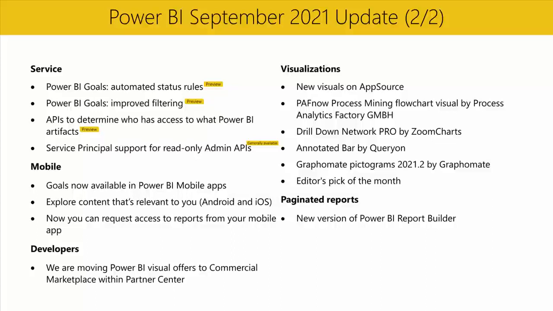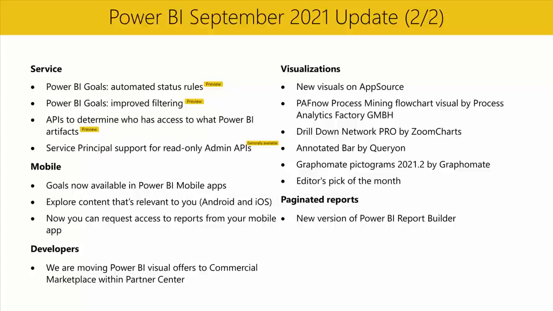Next, we've added some exciting new features in the mobile section. First, goals are now available in Power BI mobile apps. Now, even while you're on the go, you can monitor your goals and scorecards, even check on their progress, all directly from your phone. A new Goals Hub has been added to the Power BI mobile app, making it possible for you to view your scorecards and closely monitor your assigned goals.